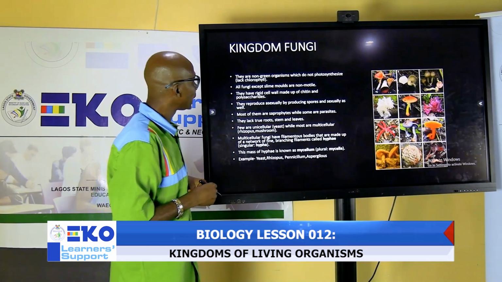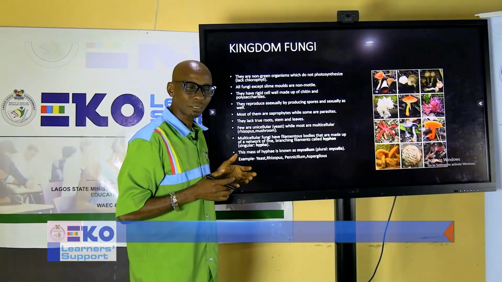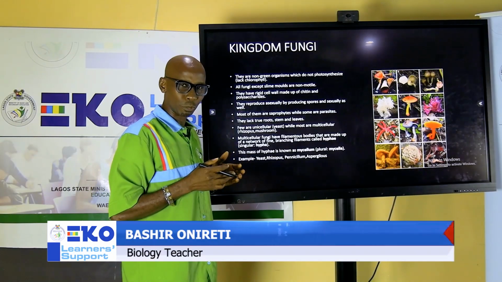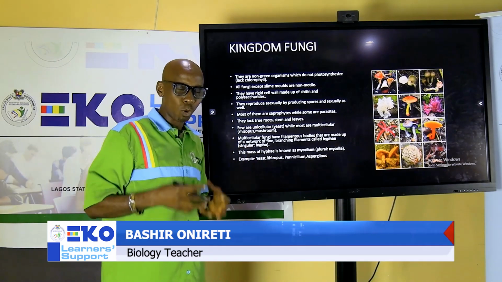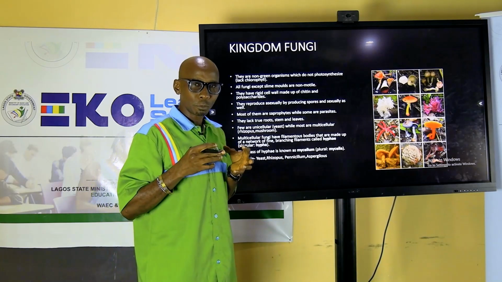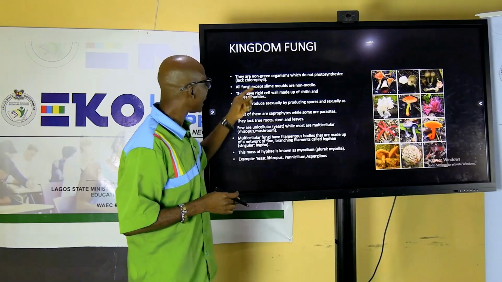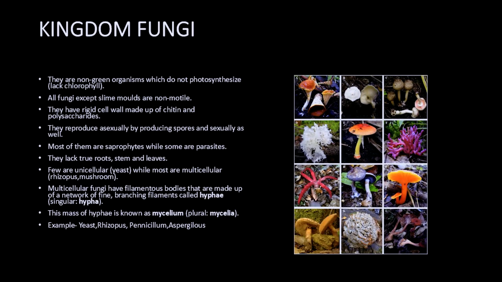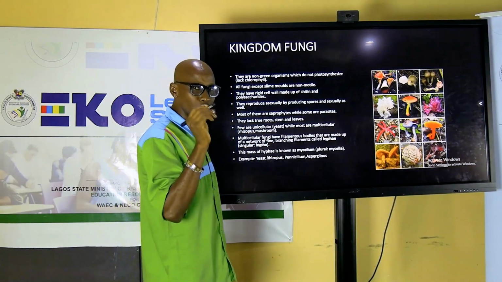The next kingdom we are looking at is the kingdom Fungi. The kingdom Fungi is one of the kingdoms that used to be part of the plant kingdom before. It was removed from the plant kingdom when they found out that its cell wall does not contain cellulose, but is made up of protein or polypeptides. So the kingdom Fungi are non-green organisms which do not photosynthesize. That is because they lack chlorophyll. That's one of the reasons they were removed from the plant kingdom.